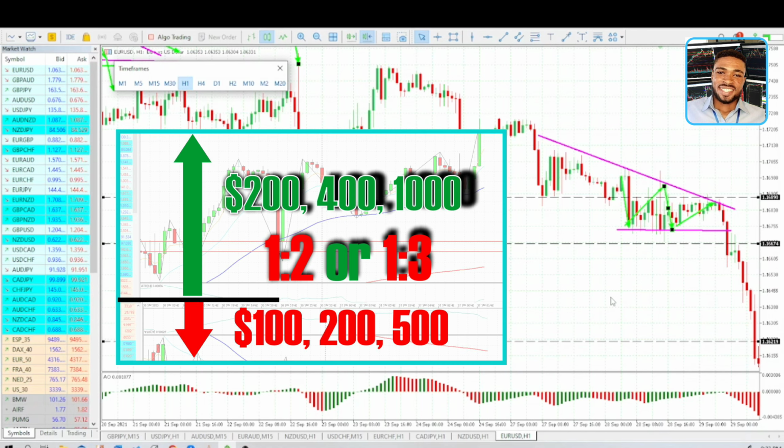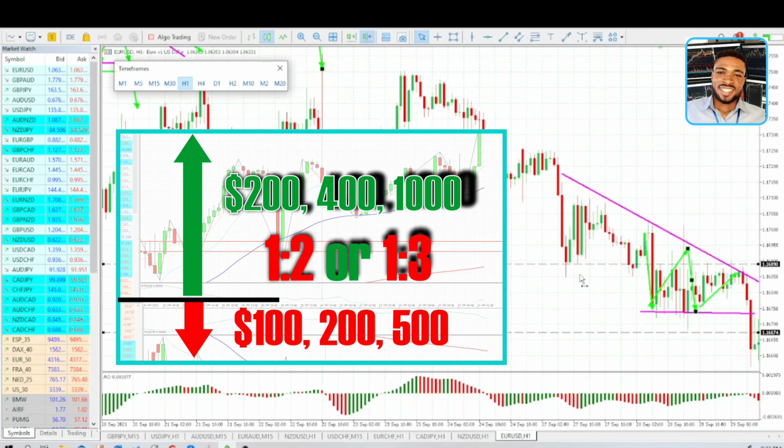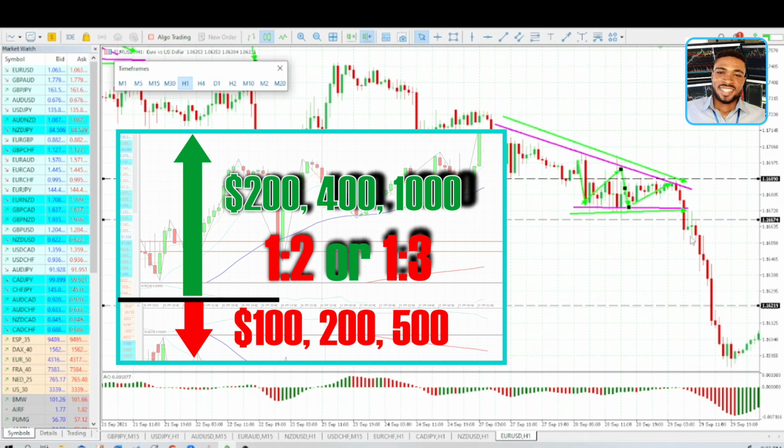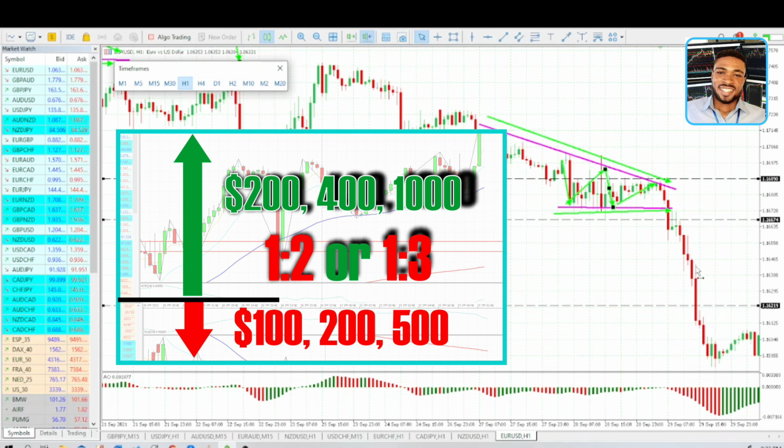So guys, can you see? So first, what do you do? Identify the pattern. 1, 2, 3. And then when the market breaks out of the triangular pattern, we take our trade and we are out of the market. That's all. Take your stop loss, 1:2, and you're out of the market. Guys, can you see? So this is one example. Let's scroll and see if we can find more examples.